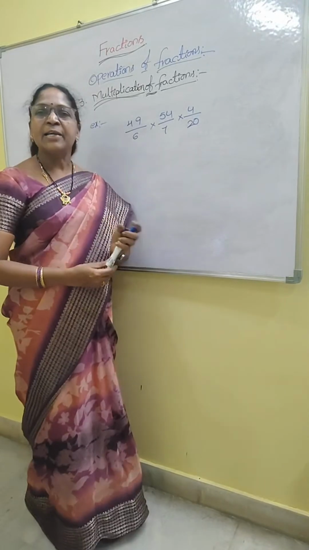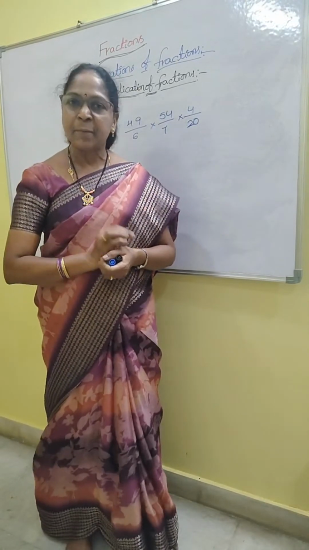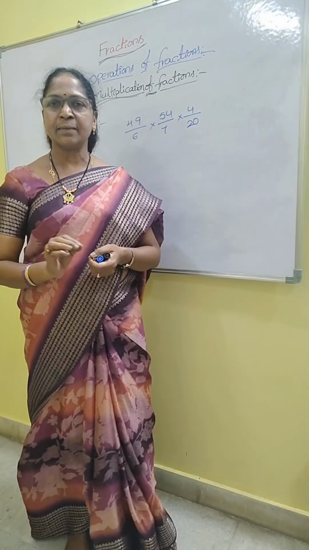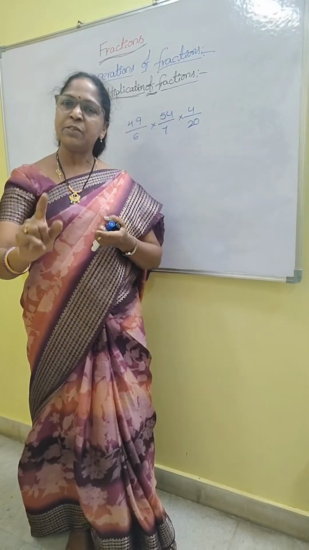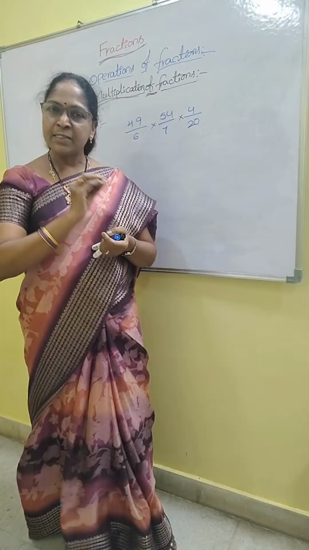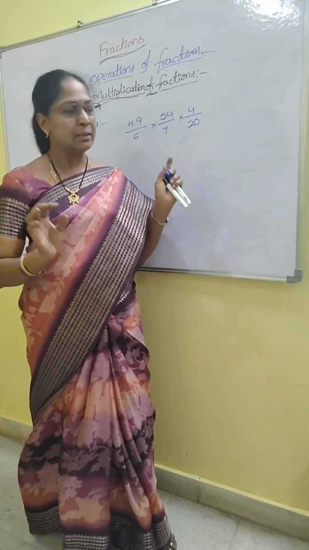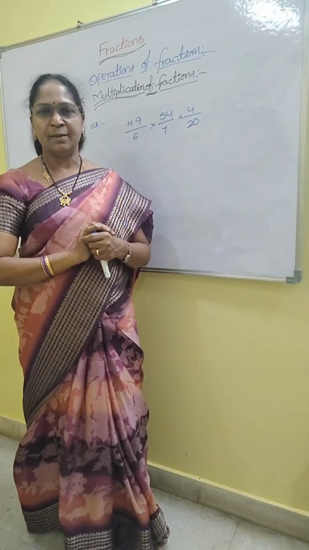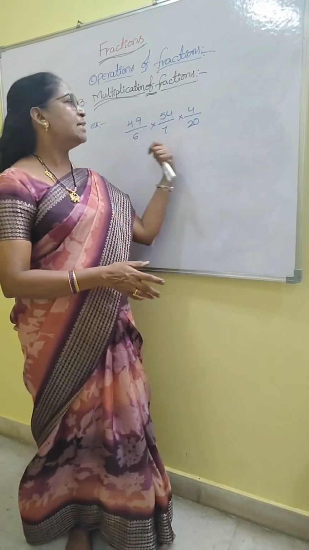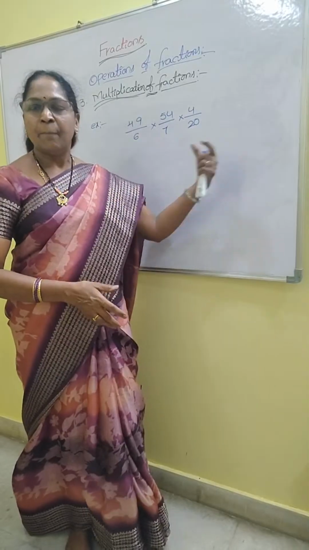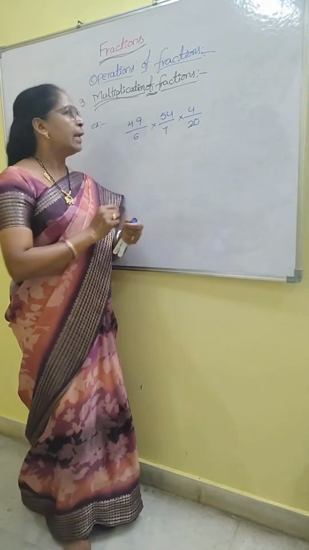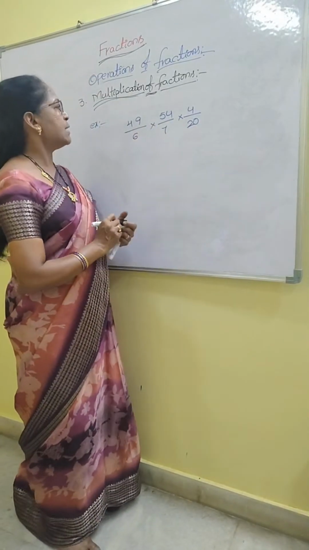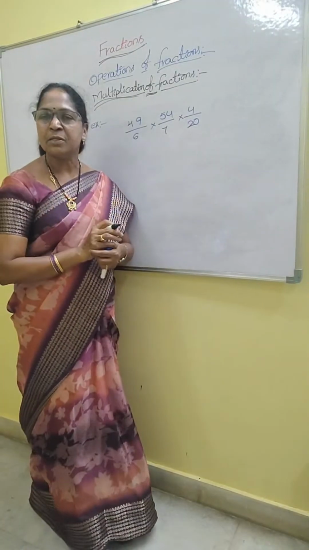Actually, what is the basic procedure of multiplication of fractions? Numerators together should multiply, as well as denominators together should multiply. That is the basic procedure, but that is not applicable like this only. You should learn one procedure at a time. Now here, three fractions are given. What is the second procedure that I say?